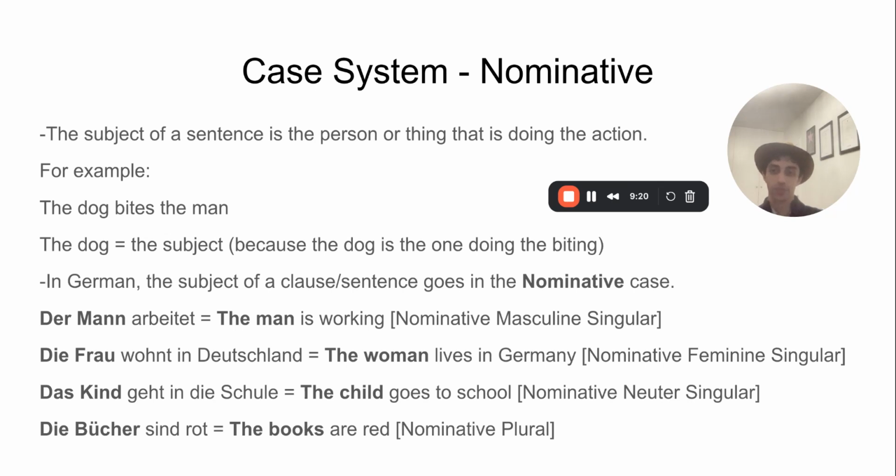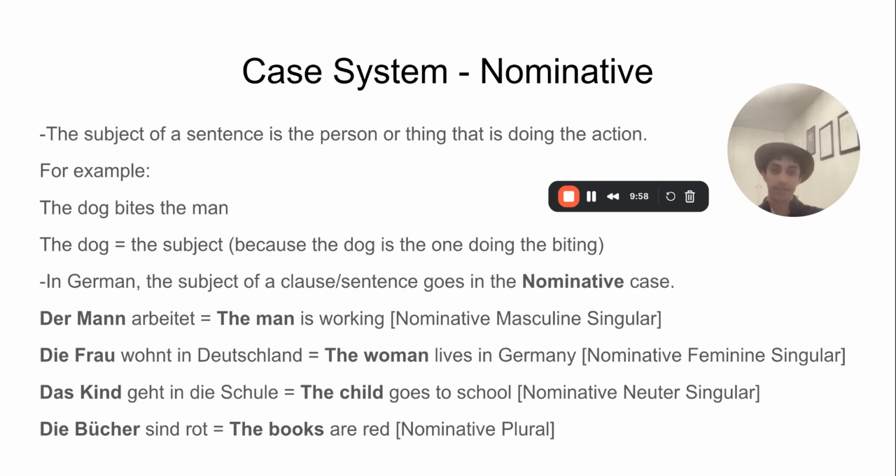As in these examples, der Mann arbeitet, the man is working, that's the nominative singular masculine. Die Frau wohnt in Deutschland, the woman lives in Germany. Die Frau is nominative case and singular and feminine, meaning the woman. Das Kind geht in die Schule, the child goes to school. Das Kind is a neuter noun, so that's nominative singular neuter. And then in the plural, die Bücher sind rot. That's one plural example, meaning the books are red. That die Bücher is the nominative plural, meaning the books.